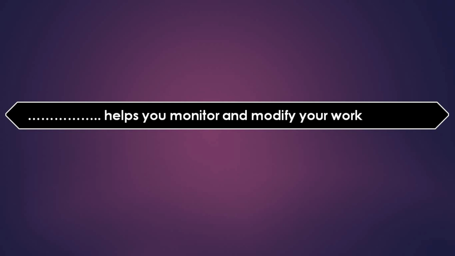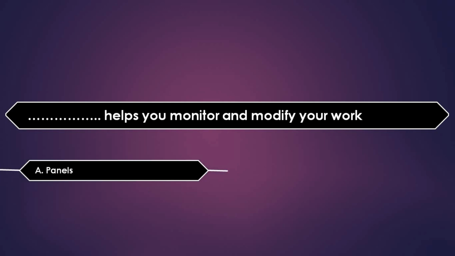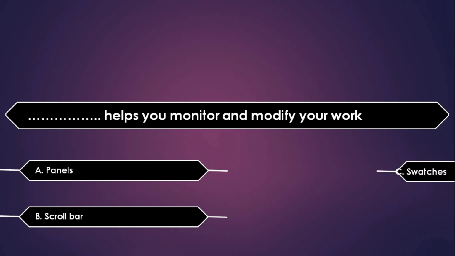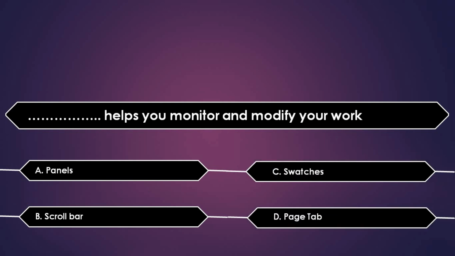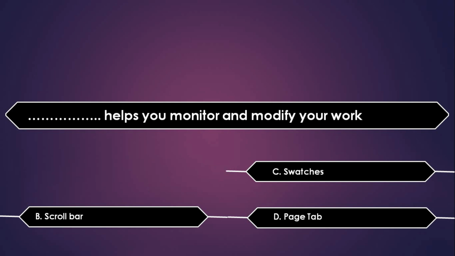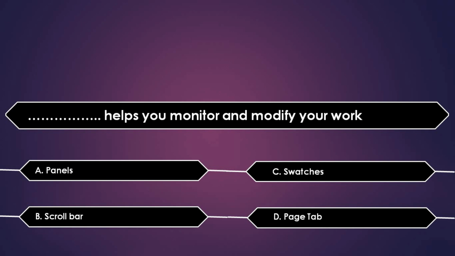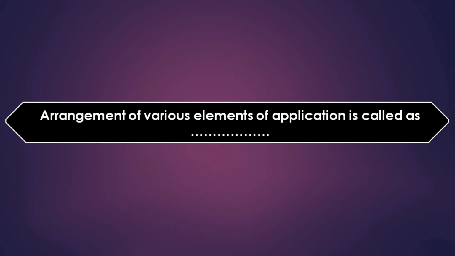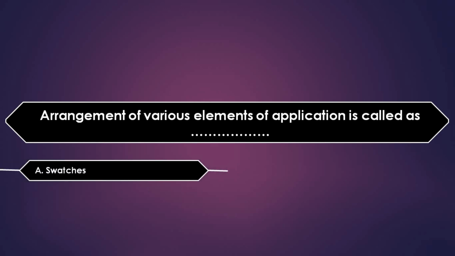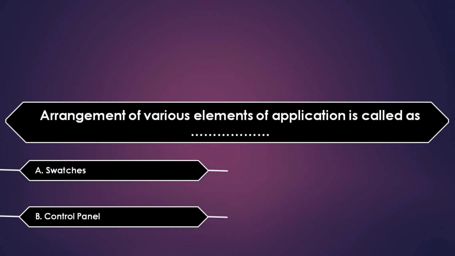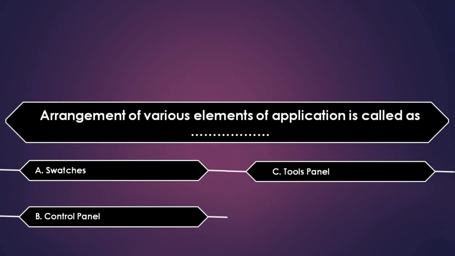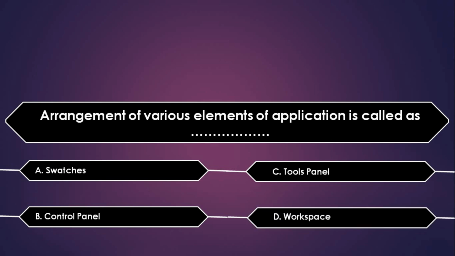Dash helps you to monitor and modify your work. A. Panels, B. Scroll bar, C. Swatches, D. Page tab. The right answer is panels. Panels help you monitor and modify your work. Arrangement of various elements of application is called as dash. A. Swatches, B. Control panel, C. Tools panel, D. Workspace. The right answer is workspace.